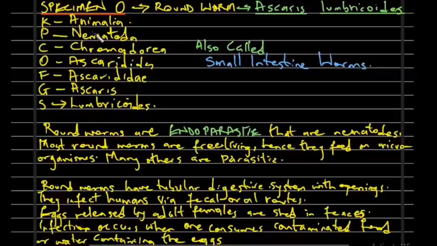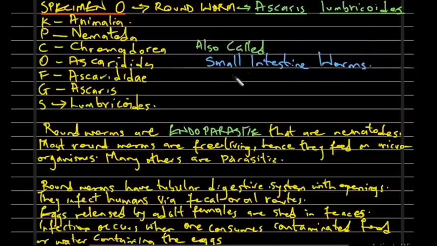So we have our specimen O to be the roundworm. Its classification is written here. The kingdom is Animalia, the phylum is Nematoda, the class is Chromadorea, the order is Ascaridida, and the family is Ascarididae. We have the genus to be Ascaris, as well as the species being lumbricoides. So that is basically what the classification looks like, and that is why roundworms are called Ascaris lumbricoides.